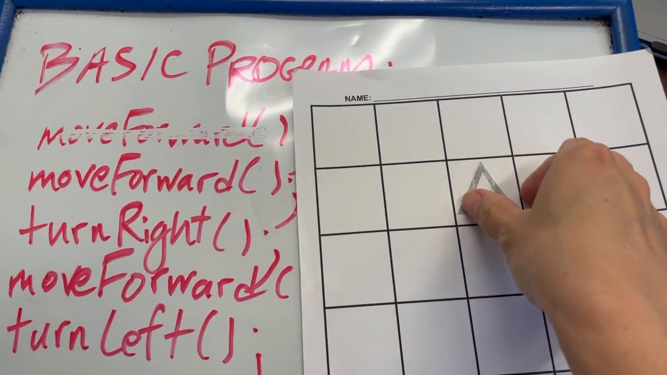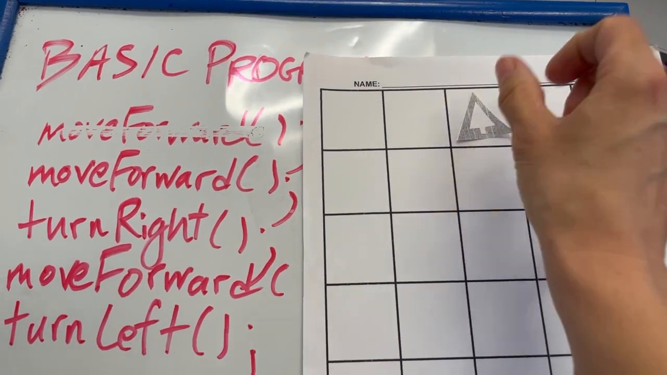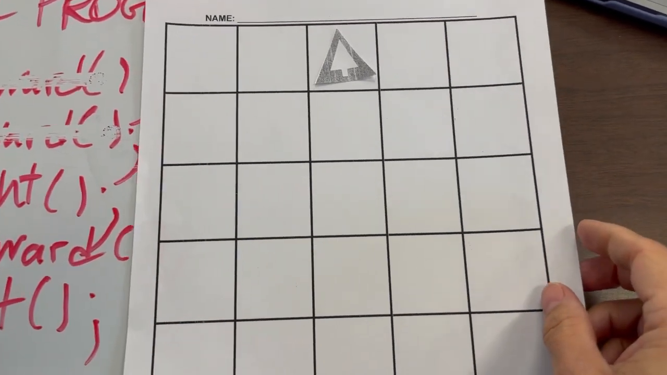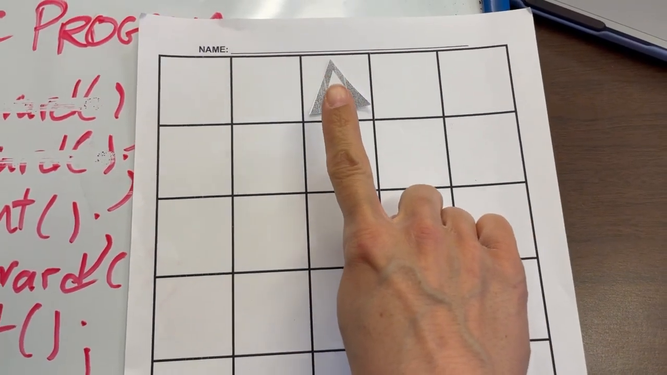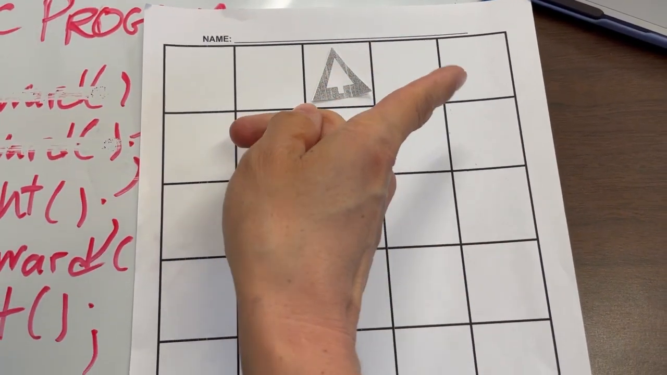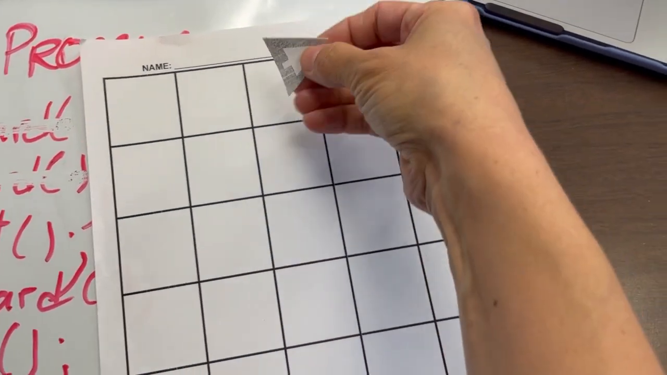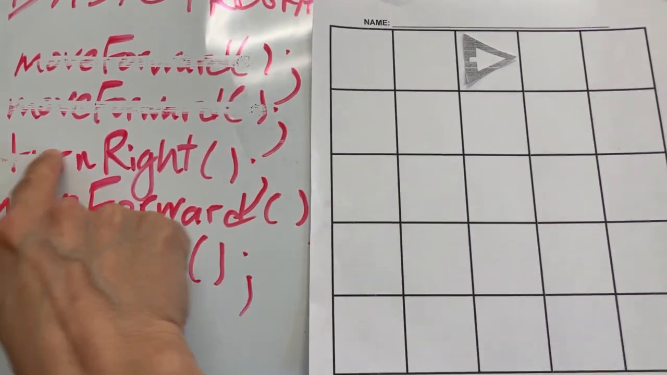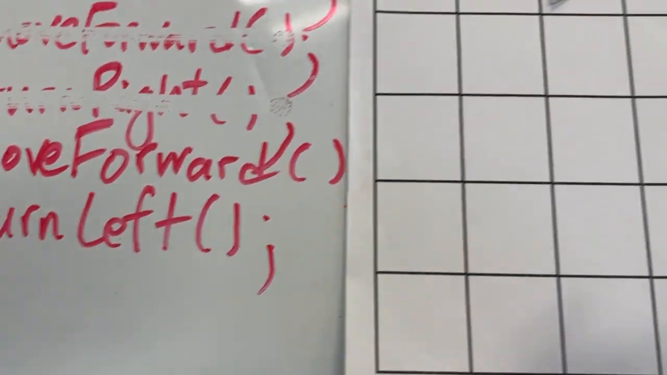Next one, move forward. We're going to do that again. One box, check, done. Then it says turn right. So now we have to think, if we are this robot, we're facing this way, right is that direction. So I'm going to pick up my robot and turn it that way. Okay, that's our turn right. Check, done. Now we're going to move forward again.